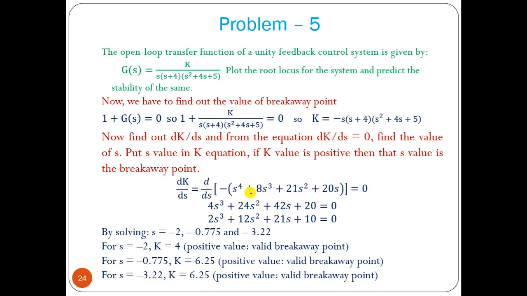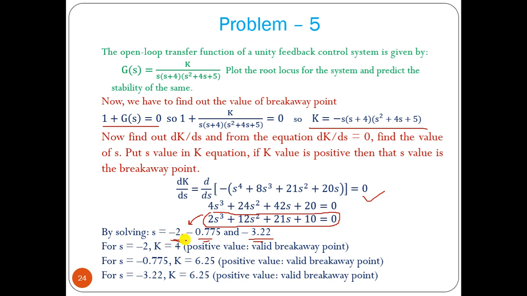Right, now you have to find out the breakaway point. So we have to write the characteristic equation 1 plus GH equal to 0. Find K equal to what? K equal to K equation. Put dK/ds equal to 0. Okay, then we got this equation. From that we can find out the value of s. Now we can see we have three values. All three values are real numbers.